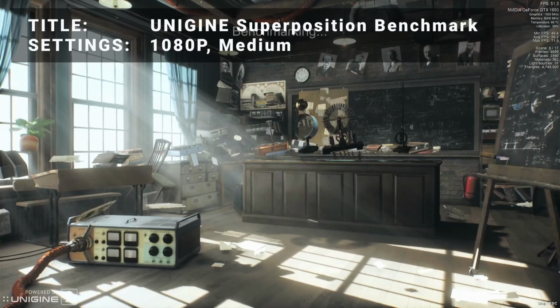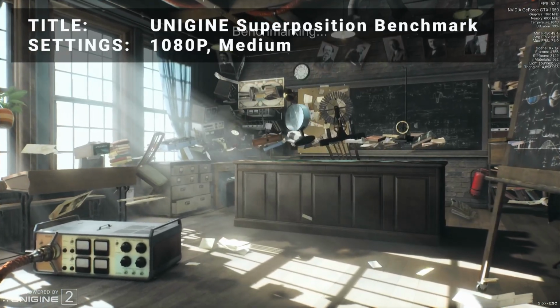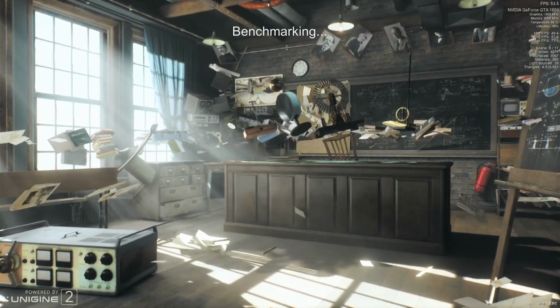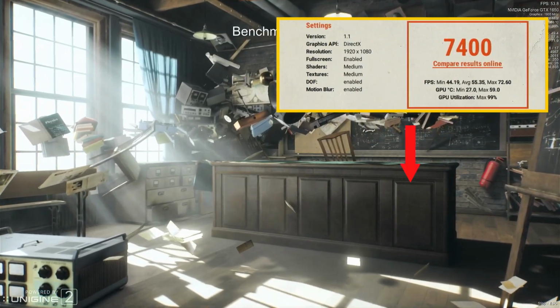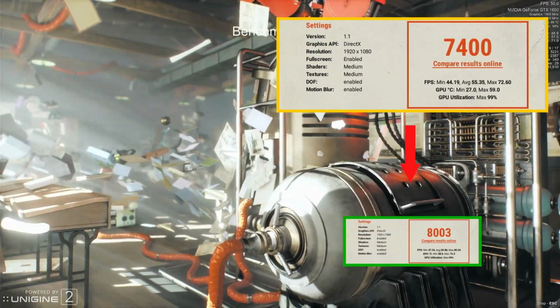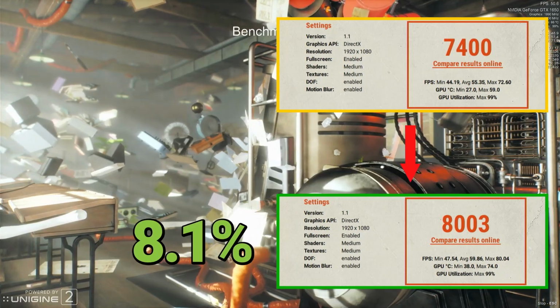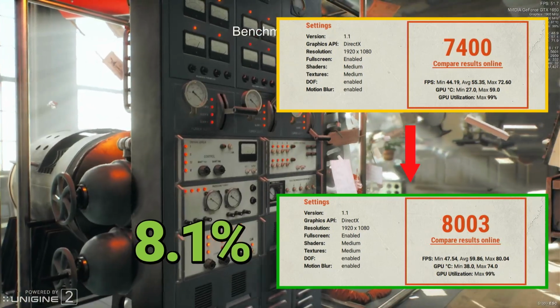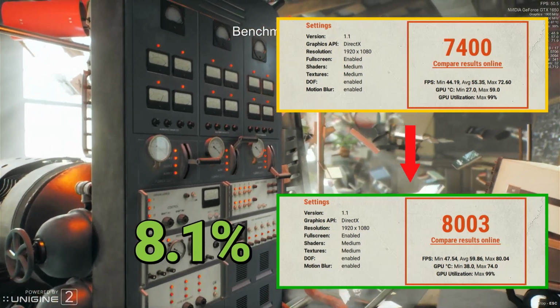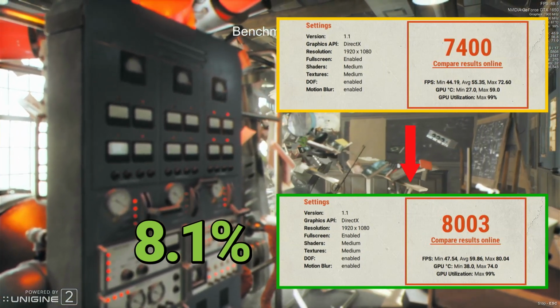First up, it's UNIGINE Superposition. Running at the 1080p medium preset, base results achieved a score of 7400. After overclock, the score increased to 8003. That's an increase of 8.1%. So not quite 10%, but it's the same ballpark. Let's see how our other benchmarks did.